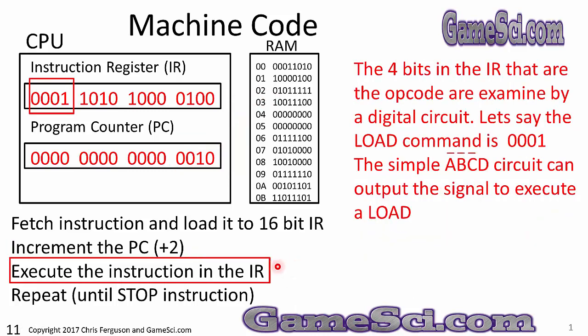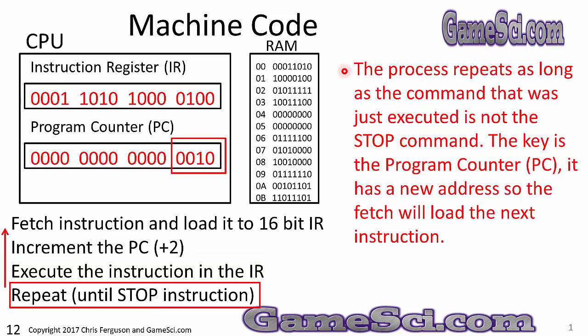Time to execute the instruction in the IR. The 4 bits in the IR that are the opcode are examined by a digital circuit. Let's say the load command is 0001, then the simple circuit of not A, not B, not C, D can output a signal to execute a load command. That's how the CPU executes an instruction. It examines the 4 bits of the opcode and decides to signal what to do.